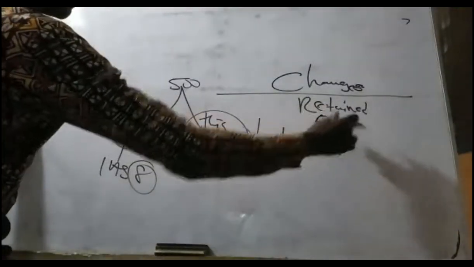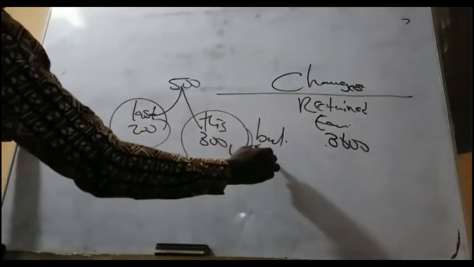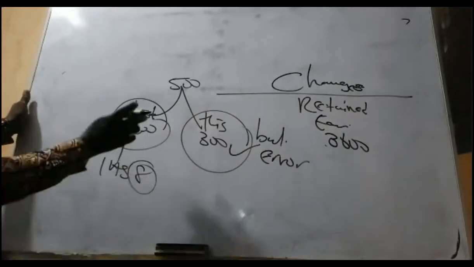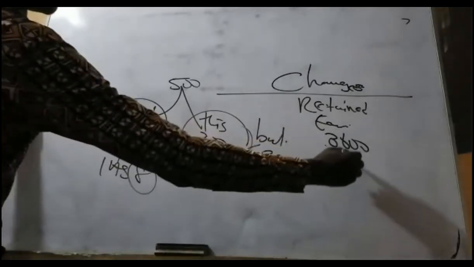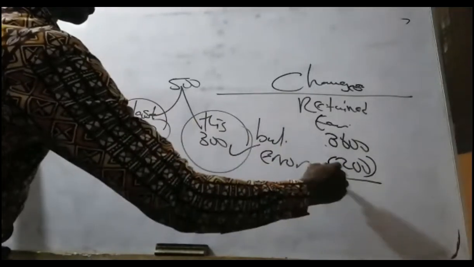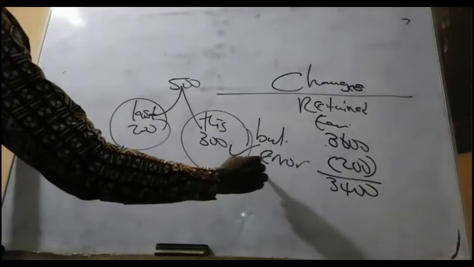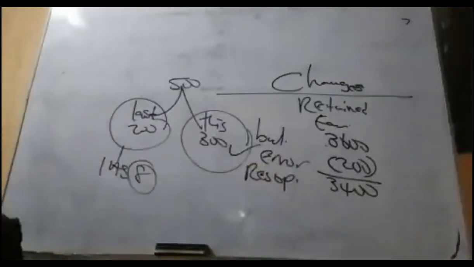Retained earnings must come here. 3,600. Tell the examiner that error. Mistake. Someone took 200 off last year's figure, so I'll take it off. I'll get 3,400, right? Call this one restated open balance. We've done the retrospective restatement. Then we are done.